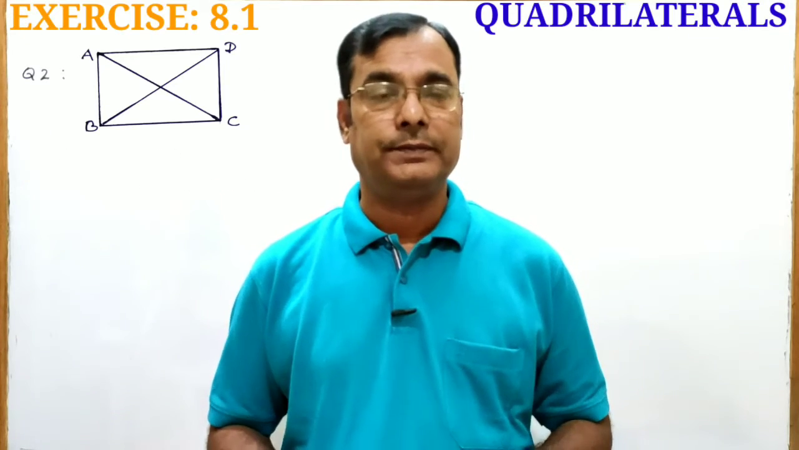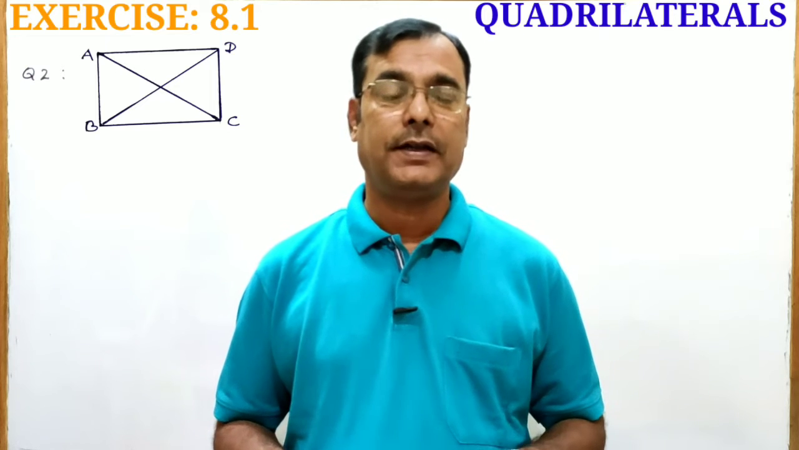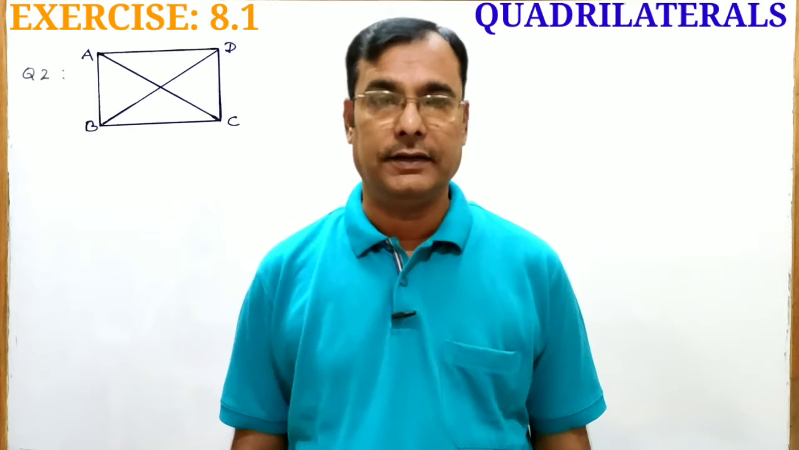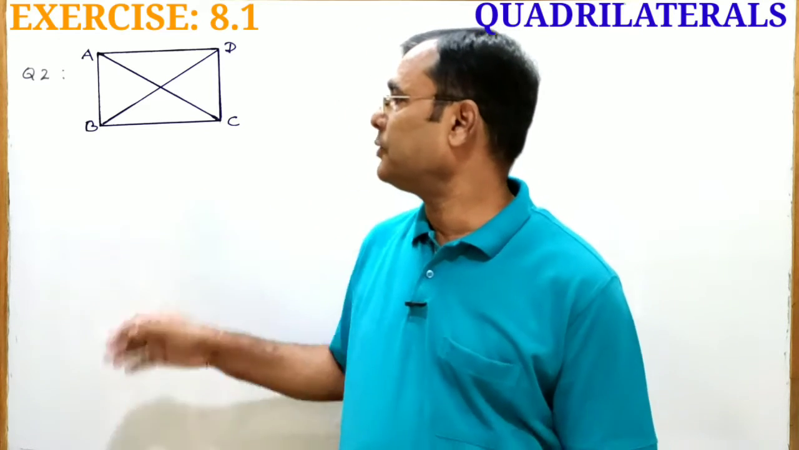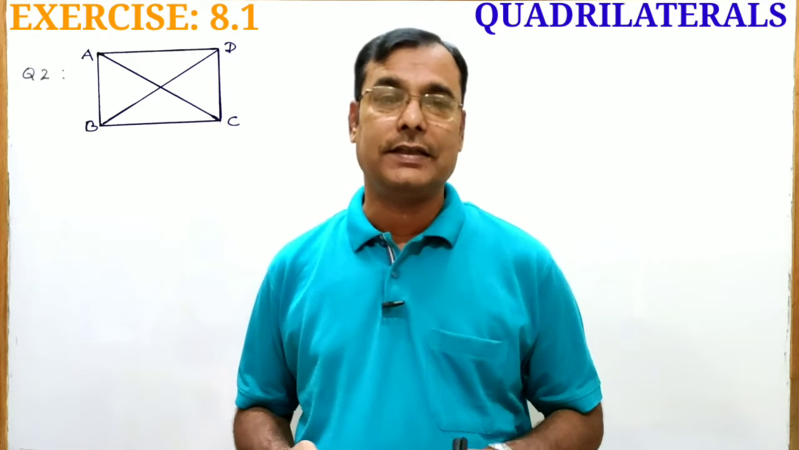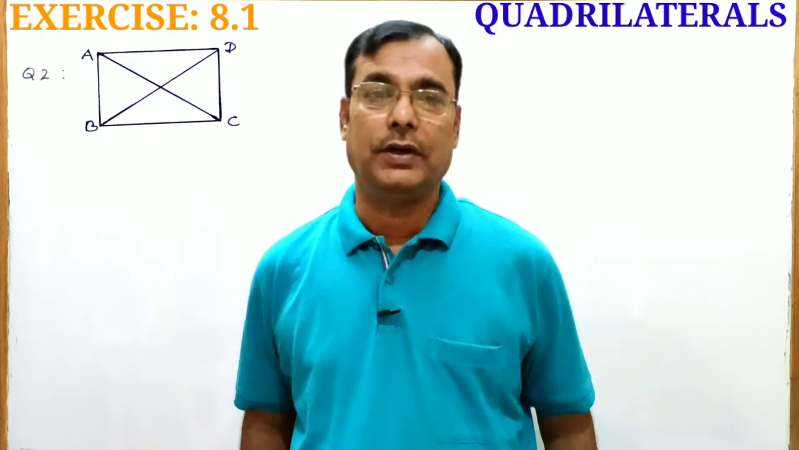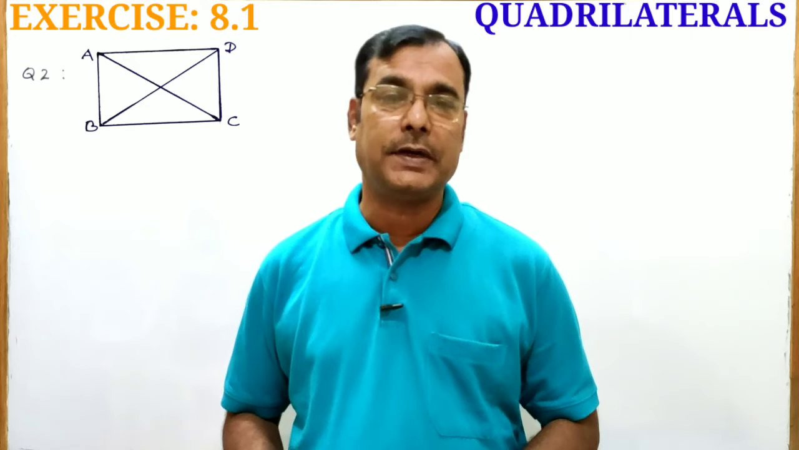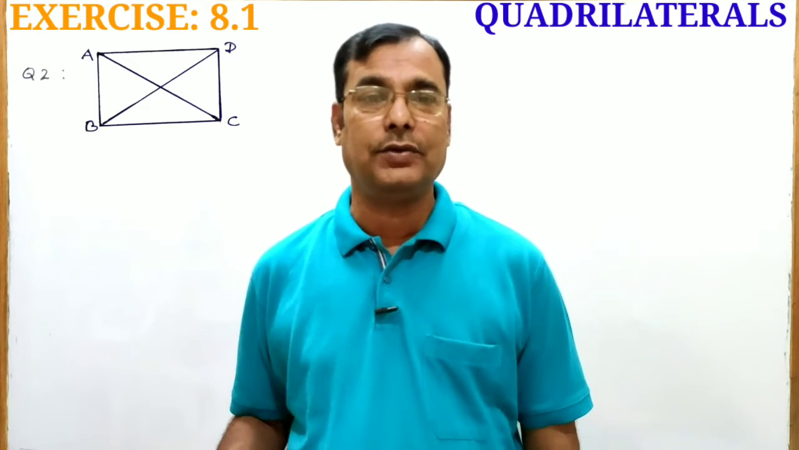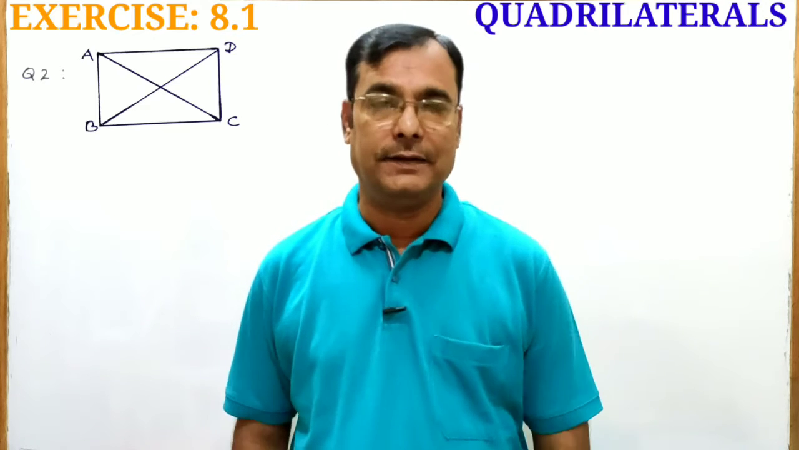Question number 2. If the diagonals of a parallelogram are equal, then prove that it is a rectangle. Here in this figure we have drawn a parallelogram ABCD whose diagonals AC and BD are equal, and we have to prove that this parallelogram ABCD whose diagonals AC and BD are equal is a rectangle.